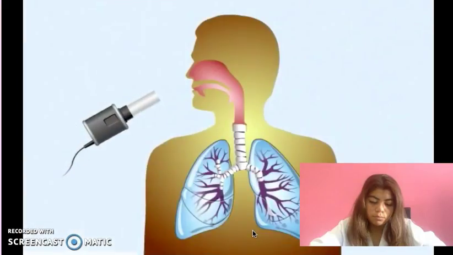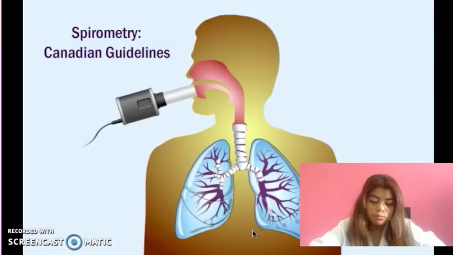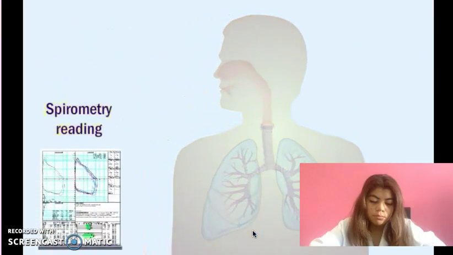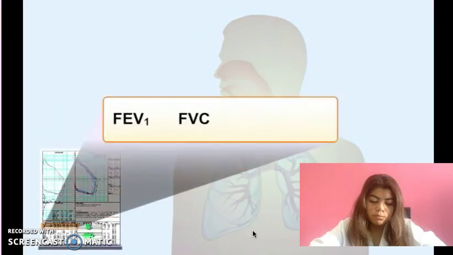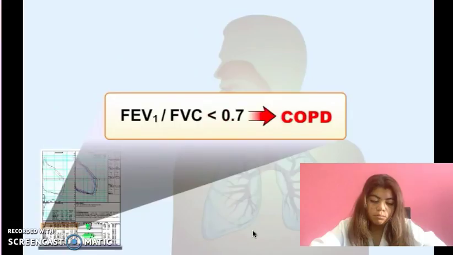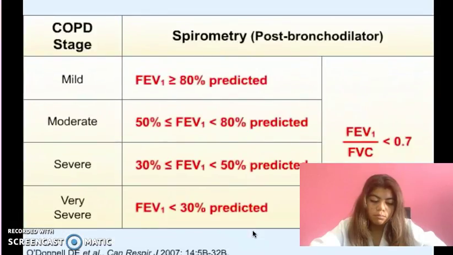The patient is asked to inhale and then forcefully exhale until the lungs are completely emptied via a tube attached to a recording device. The most important values from the spirometry readings are FEV1 and FVC. If the ratio of these values is less than 0.7, then COPD is suspected. More detailed results from spirometry can reveal the stage of COPD in the patient.